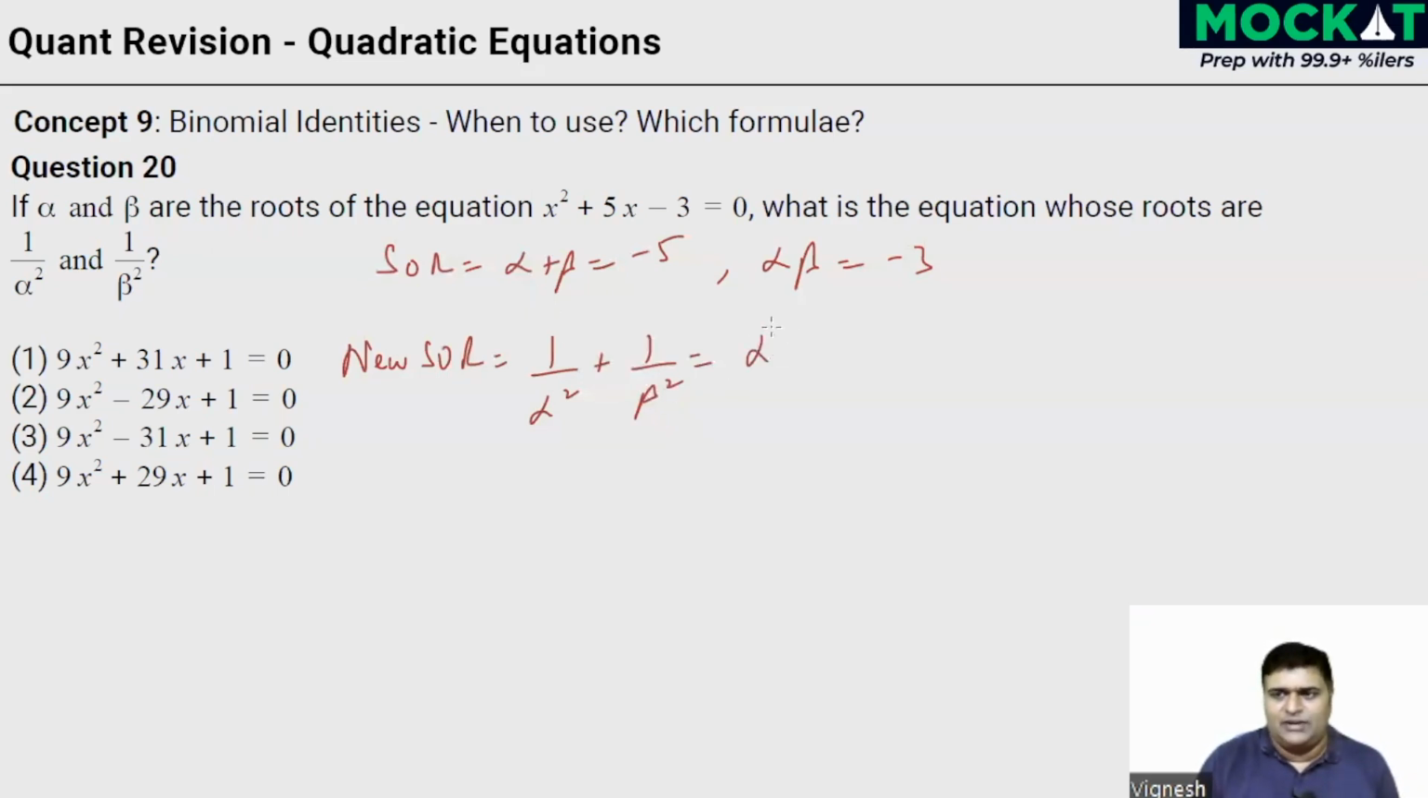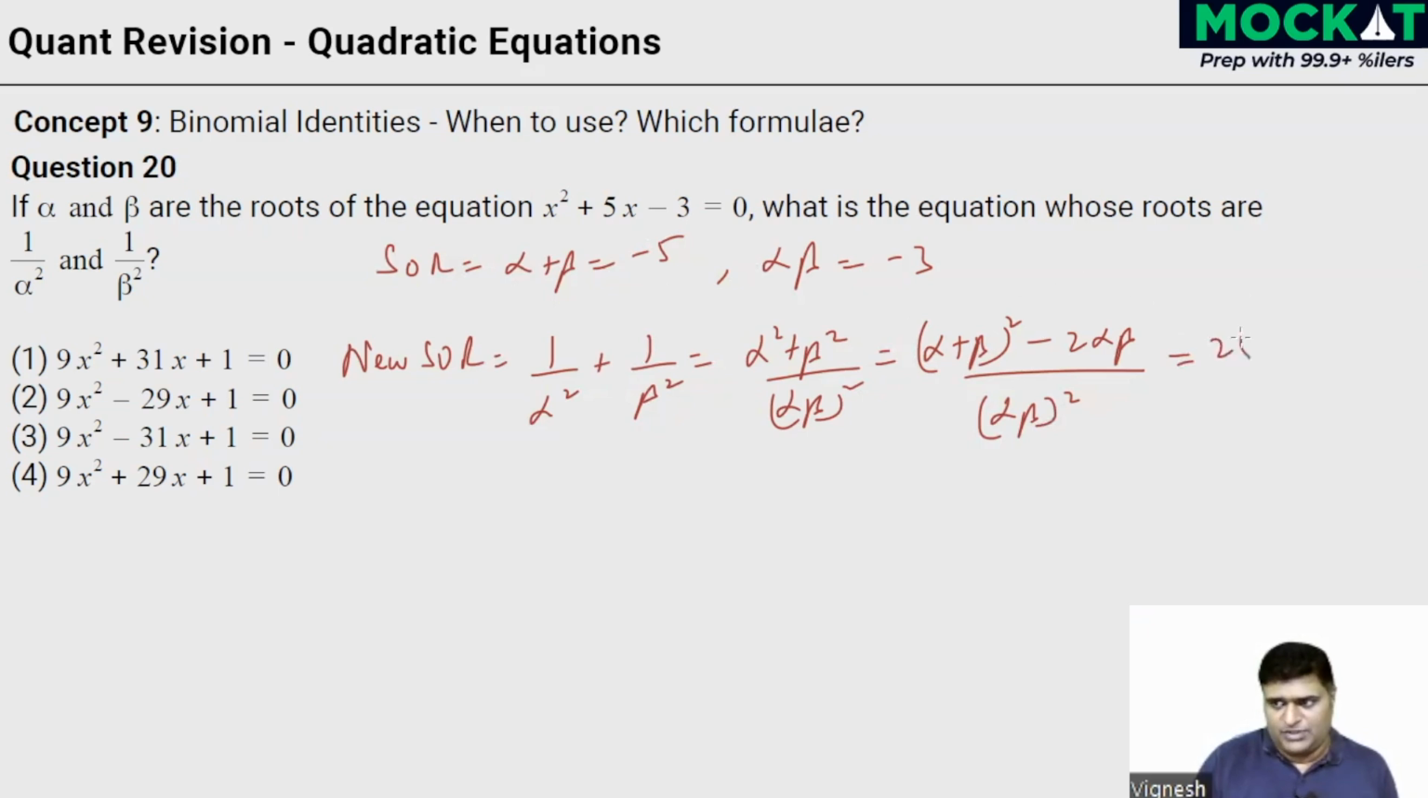So if you take the LCM, you're going to get alpha square plus beta square divided by alpha beta the whole square. Alpha square plus beta square is alpha plus beta the whole square minus 2 alpha beta. This is how we write it: a plus b whole square minus 2ab for a square plus b square. The reason we write it this way is so that we have everything written as sum of roots alpha plus beta or alpha beta. Now alpha plus beta the whole square is minus 5 the whole square, which is 25, minus 2 into alpha beta. Minus 2 into minus 3 is a plus 6, divided by alpha beta the whole square. Minus 3 the whole square is going to be 9. So we're getting 31 by 9.